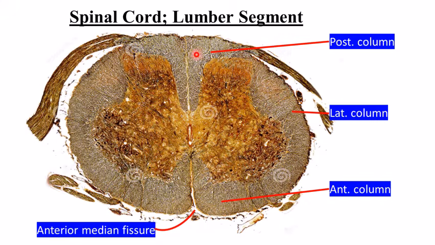Here I can see the posterior column between the posterior median septum and the posterior horn, the lateral column between the posterior horn and the anterior horn, while the anterior column is between the anterior median fissure and the anterior horn. Why is it lumbar segment? Thick parallel anterior and posterior horns, decreased white matter, as well as the central canal more anterior.